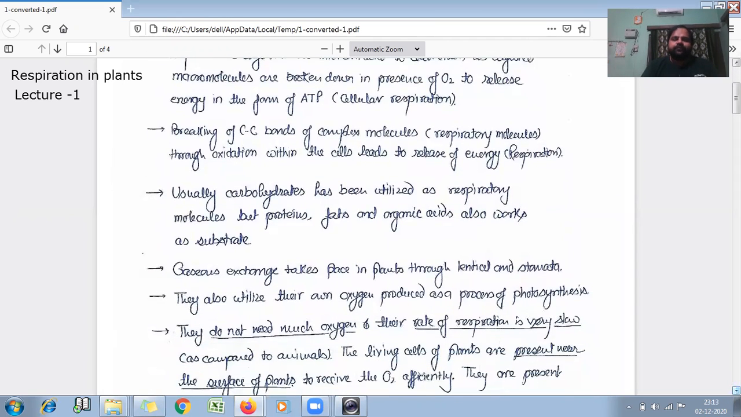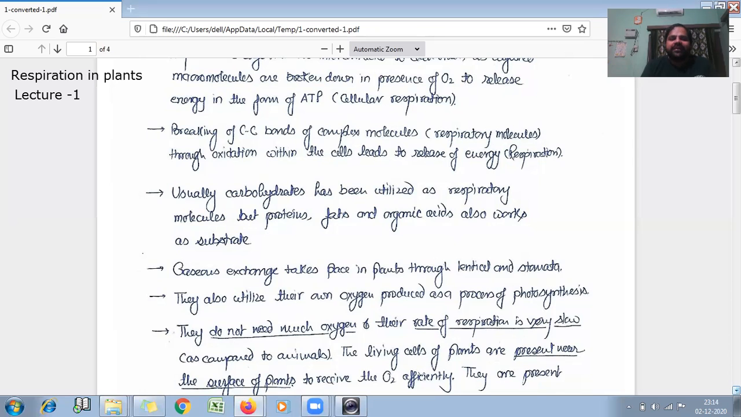Usually organisms utilize carbohydrates for the oxidation and to get the energy. But sometimes, and in some organisms, proteins, fat, and organic acids are also used as the substrate to oxidize to produce the energy. The gaseous exchange takes place in the plants through lenticel and stomata.